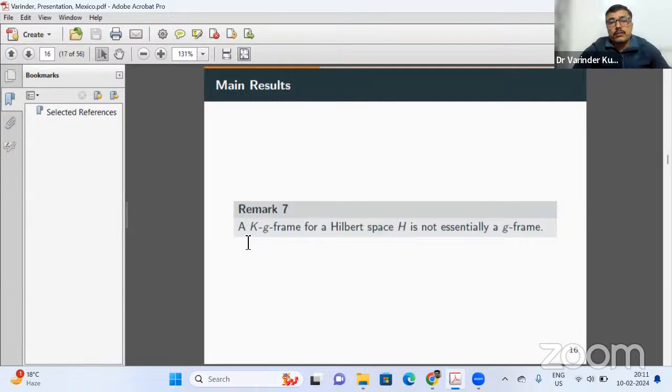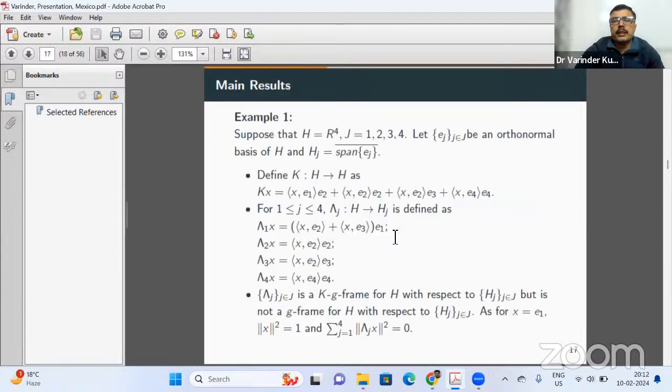Next, we have observed that a Kg frame for a Hilbert space need not always be a G frame. It's not essentially a G frame. A Kg frame need not be a G frame, and it has been proved with the help of this example. We have provided this example to show that every Kg frame need not be a G frame.